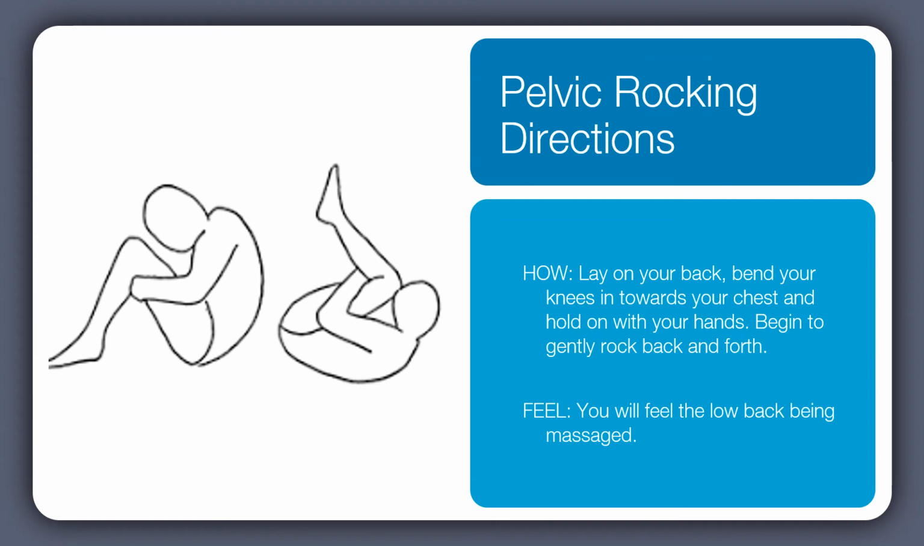So pelvic rocking: you're in a seated position, you round your back, tuck your chin in, take hold of the backs of the knees, and then you gently roll back onto your back and then roll back up into that seated position. So rocking back and forth. It's best to do this on a soft surface so you don't bruise your back.